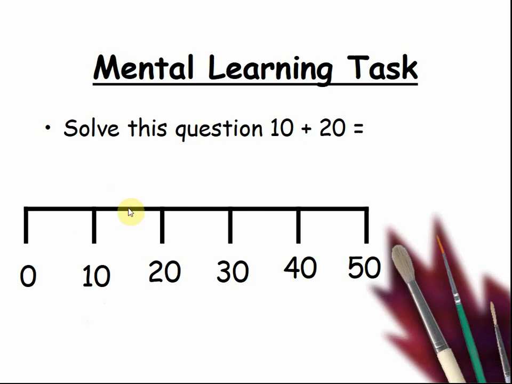You could do 10 plus 20, which would make 30. Or of course you could start at 20 because it's the bigger number and make one jump of 10 to make 30.